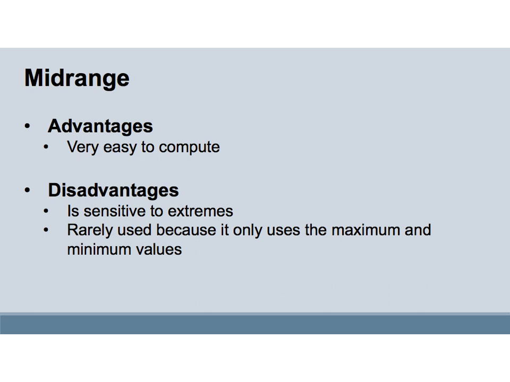An advantage to the mid-range is it's very easy to compute, but because it uses that max and min, if there's an outlier, it's going to be pretty far off.